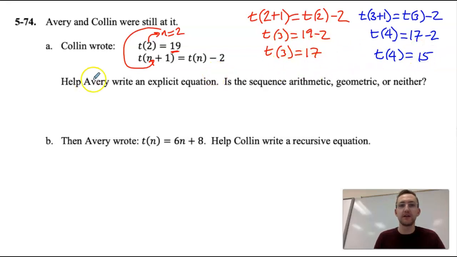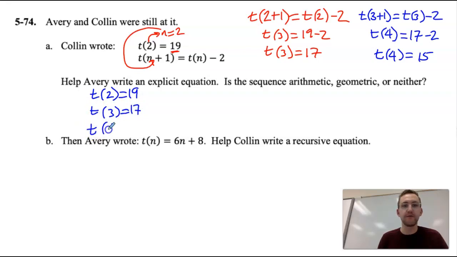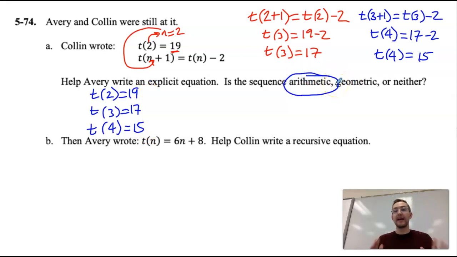So as we look at our three terms that we found, we've got t of 2 equals 19. We've got t of 3 equals 17. We've got t of 4 equals 15. So if we look, again, we're going down 2. We are decreasing by the same amount, so this is going to be an arithmetic sequence because we're basically adding a negative number to our previous term. So we have an arithmetic sequence, and now we just got to figure out the equation for this one. So we've got our differences right here. It's a -2. We're subtracting 2 from every single term as we go down.